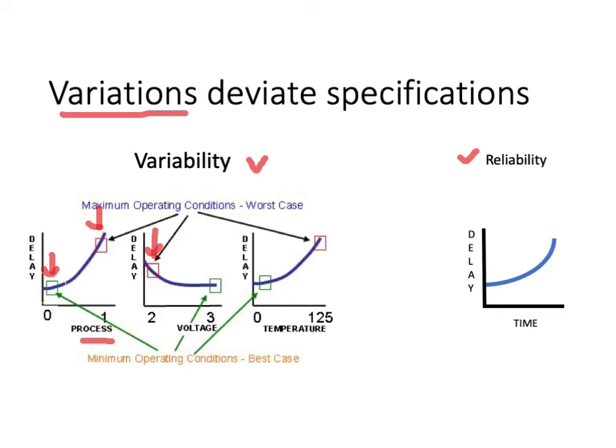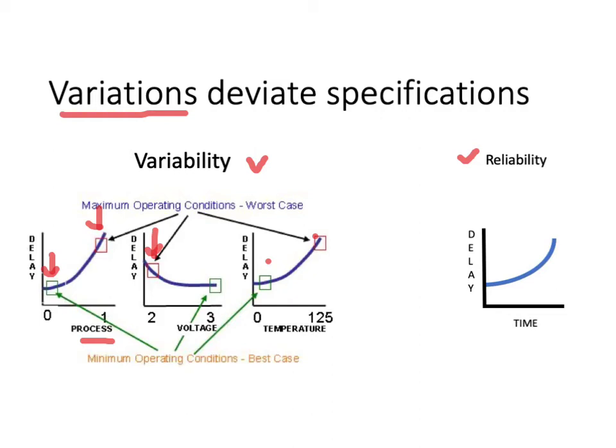So when you first start up a chip and it's kind of cool, at lower temperatures, the transistors actually switch faster. This is because at higher temperatures, the carrier mobility, the free carriers, the electrons and holes in the transistor, have reduced mobility. So at higher temperatures, the speed of the transistor actually decreases.